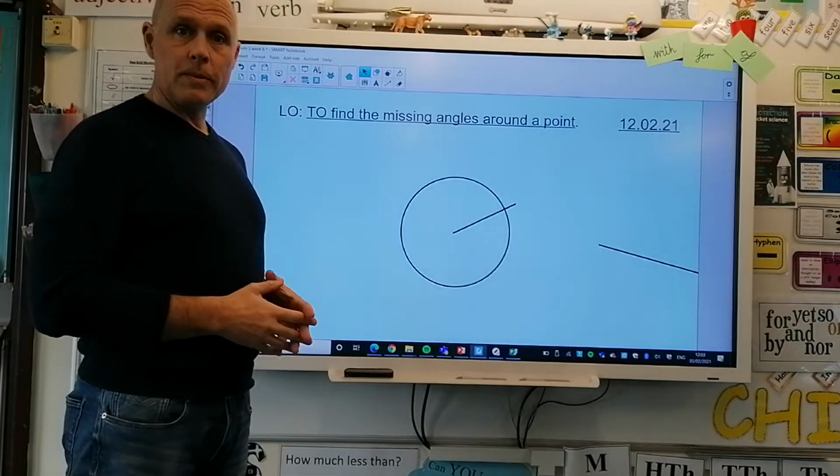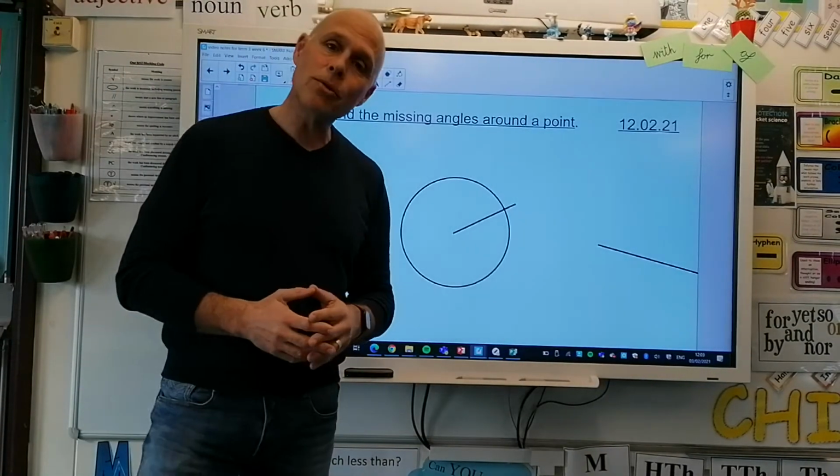Today, a little bit of reinforcement to find the missing angles around a point.